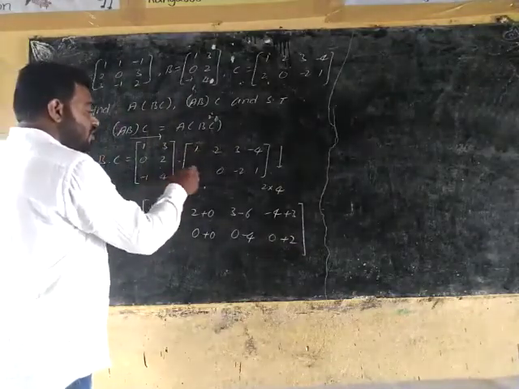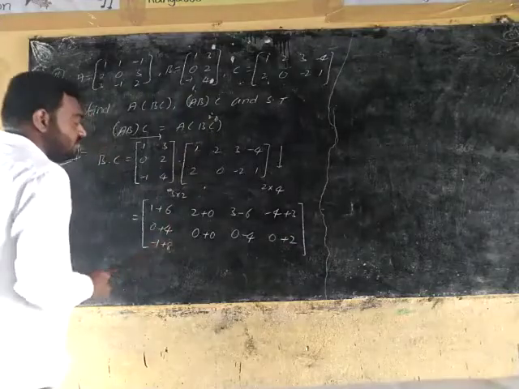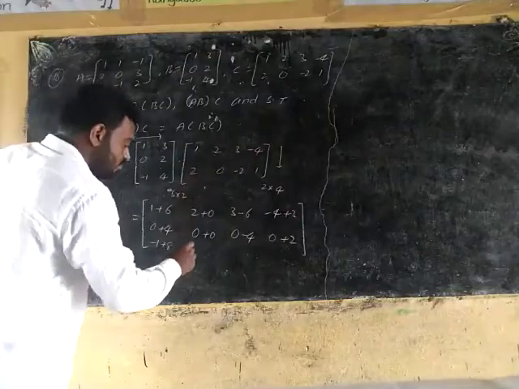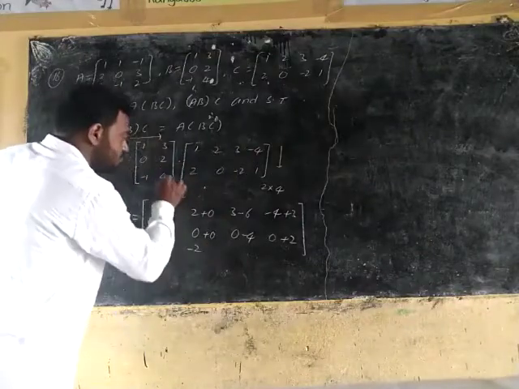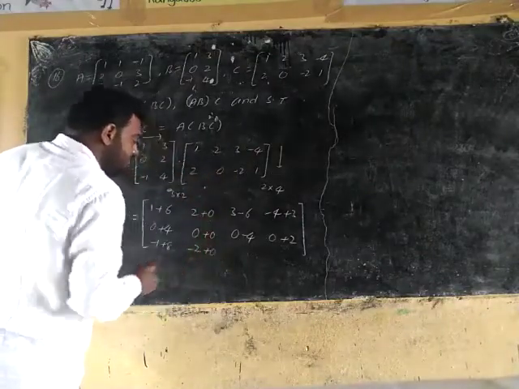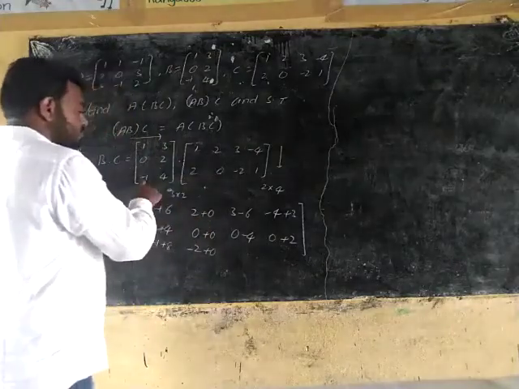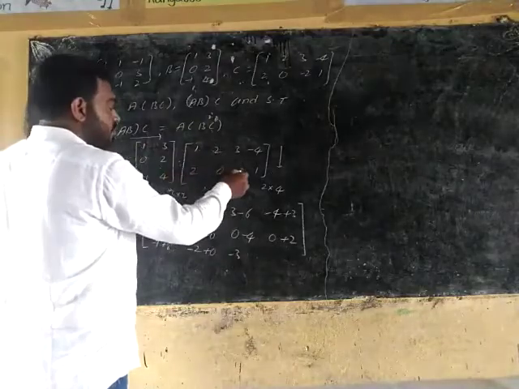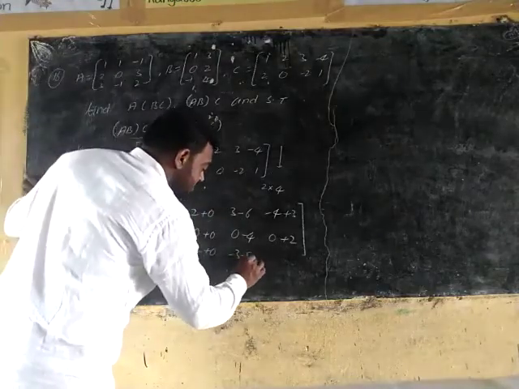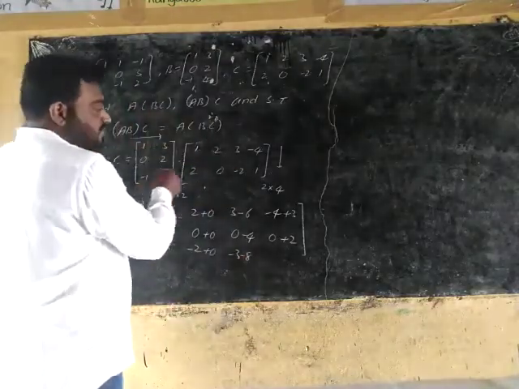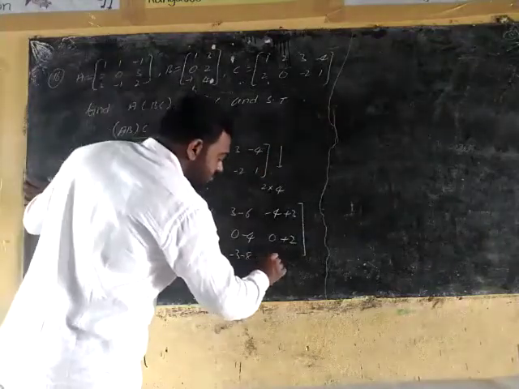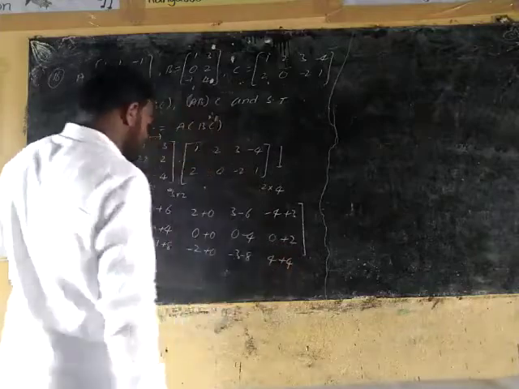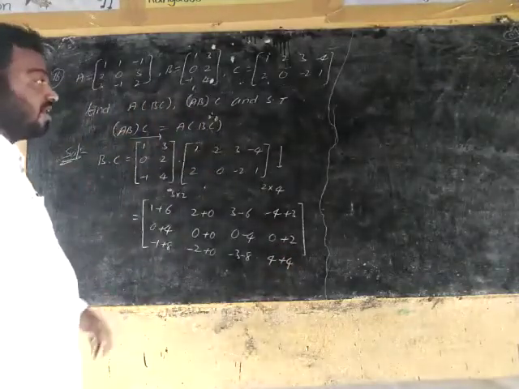Next, the third row: minus 1 into 1, minus 1, plus 4 into 2, 8. Next, minus 1 into 2, minus 2, plus 4 into 0, 0. Minus 1 into 3, minus 3, plus 4 into minus 2, minus 8. Next, minus 1 into minus 4, plus 4, plus 4 into 1, 4. This is the B into C matrix.